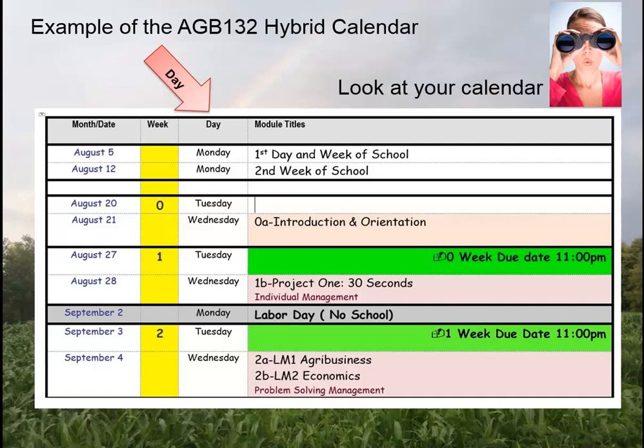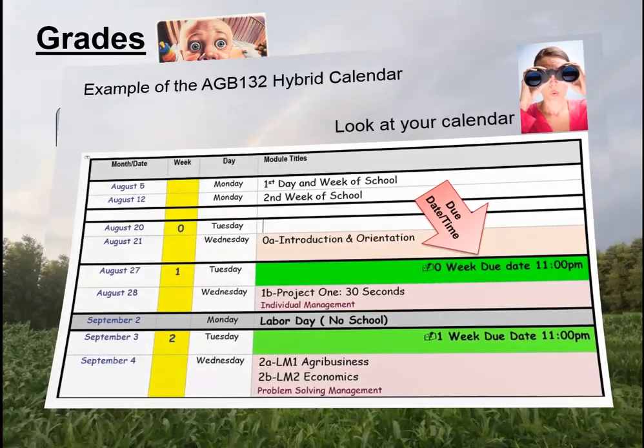Remember, each module starts on Wednesday and closes the following Tuesday, and the calendar tells you the activity that happens there as well. So this is one way you can track yourself, making sure that you're not missing out on anything. The due dates are highlighted in green, so you know those are due dates. They need to be turned in by 11 p.m.